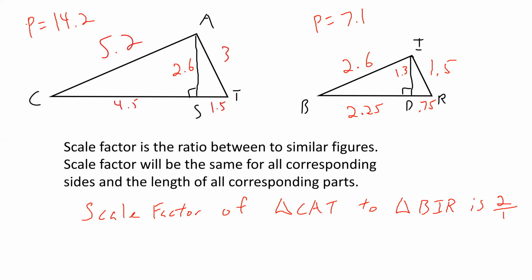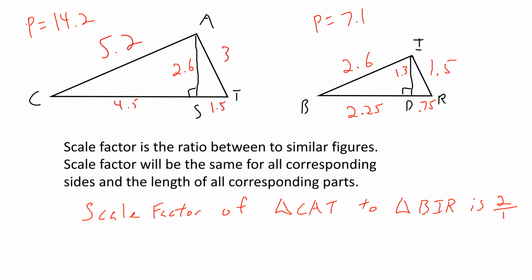Now, if you look at any of those parts, it shares that same scale factor. So every single measurement that's in CAT is twice as big as that in BIR, including, if you look at the height that I have drawn in from AS and the height that's drawn in this one for ID, they also share that same ratio.